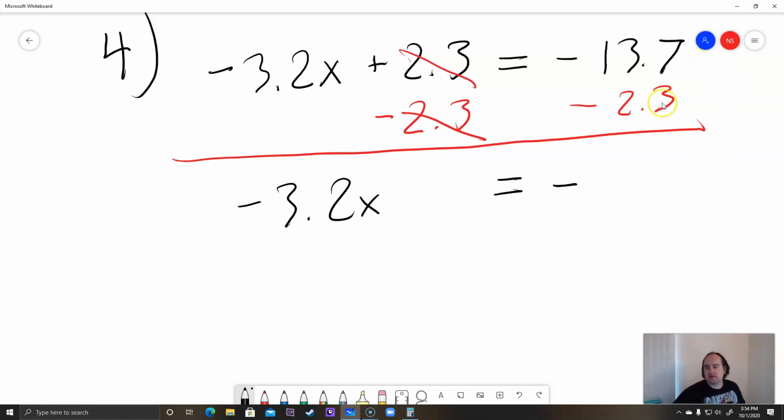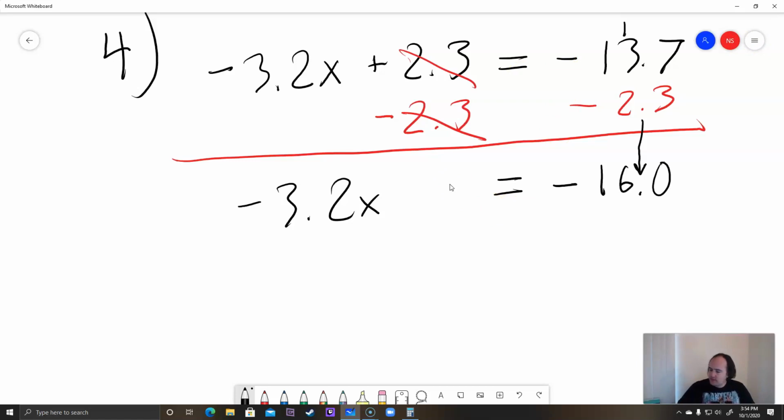Okay, so 7 plus 3 is 10. Carry the 1. Bring the decimal straight down. 1 plus 3 is 4, plus 2 is 6. And then 1 plus 0 is 1. So we actually get 16.0, but it's negative because we keep the sign. So it's negative 16.0.